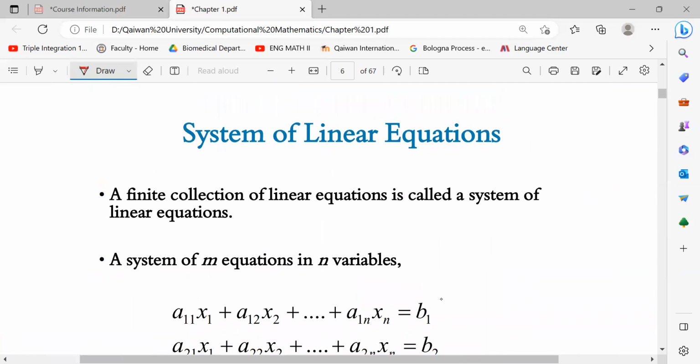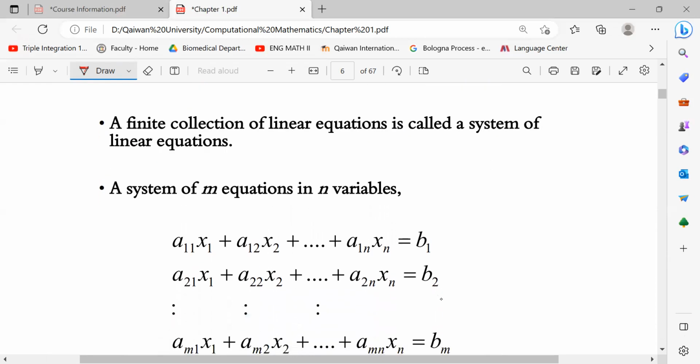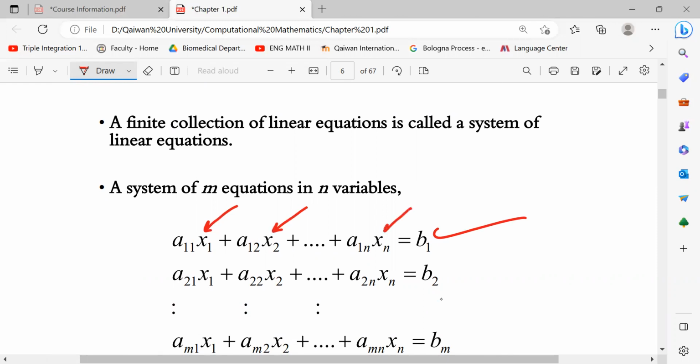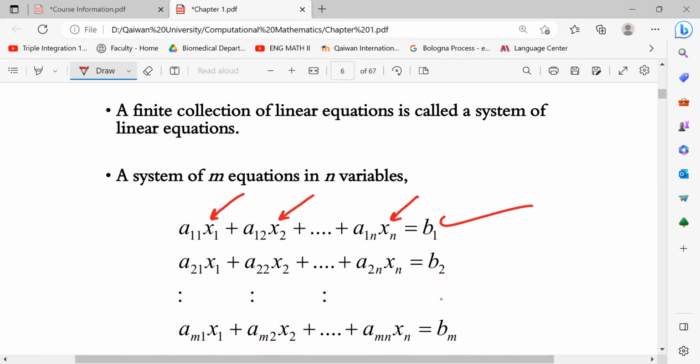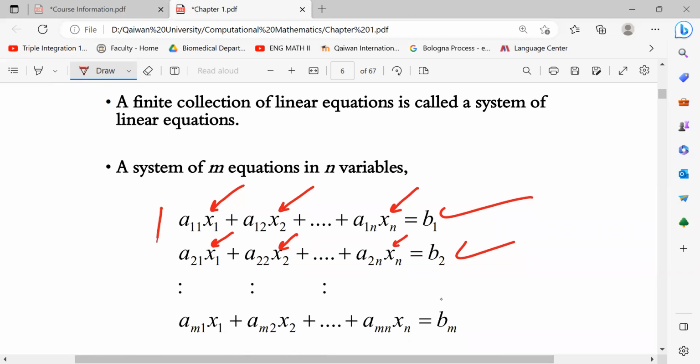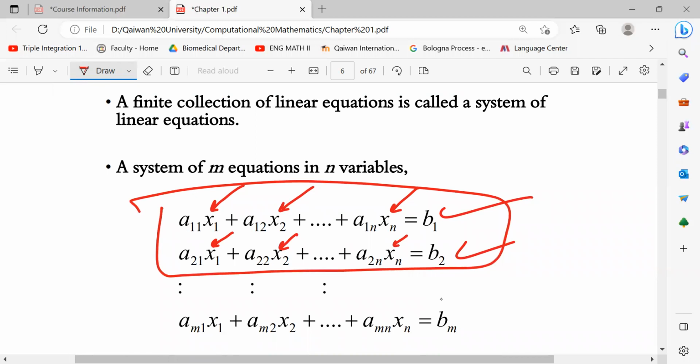Then we have system of linear equations. If you have more than one linear equation and you want to solve them all together, it's called a system of linear equations. It could be more than two equations. Here, this is a linear equation. As you see, the exponent of all variables are 1. Even in the second equation, the exponent of all variables are 1. So it's also a linear equation. These two together is called a linear system.